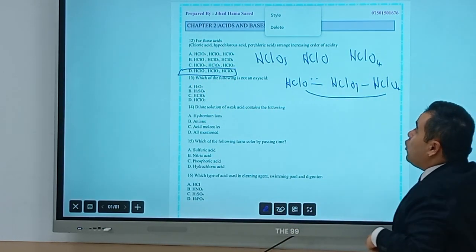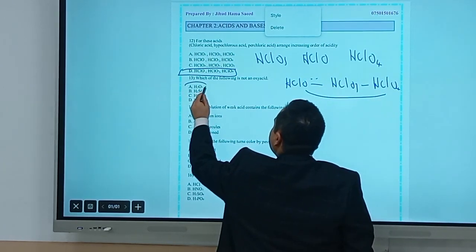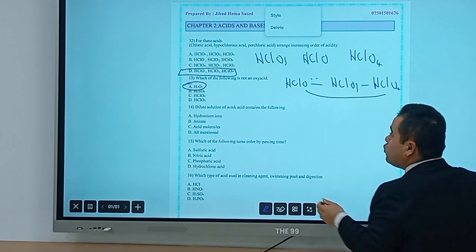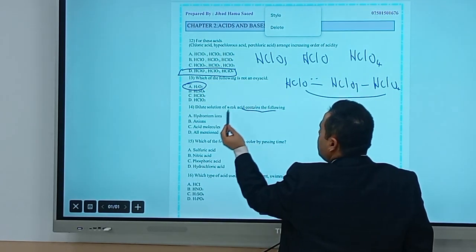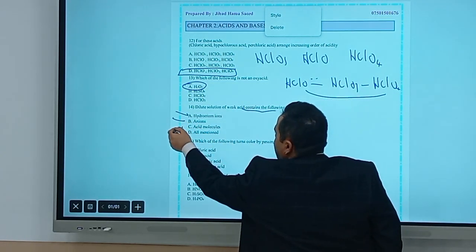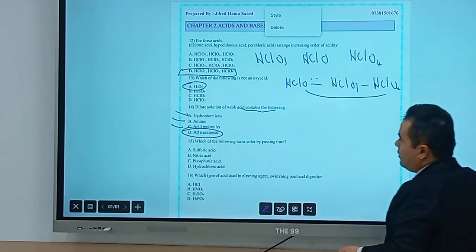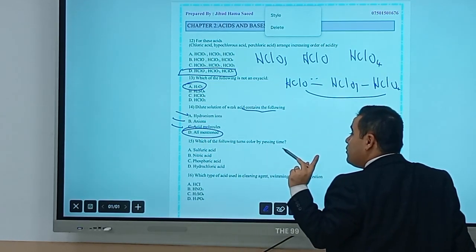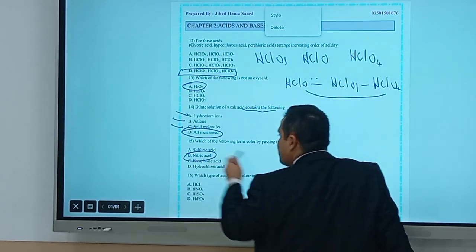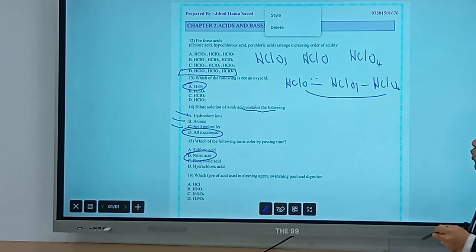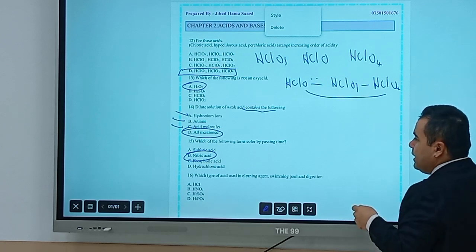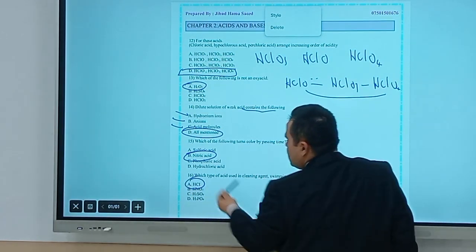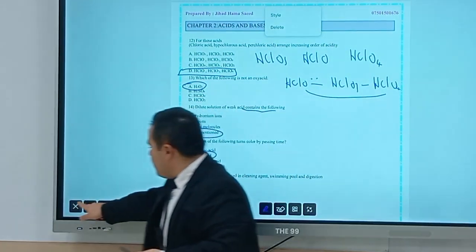Which of the following is not an oxyacid? Of course, A is not an oxyacid because it's hydrogen peroxide. A dilute solution of a weak acid contains which of the following? Hydronium, anion, acid molecule, all mentioned. Which of the following turns color with passing time? The nitric acid turns color with passing time. Which type of acid is used in cleaning agents, swimming pools, and digestion? Of course, HCl is used for digestion.